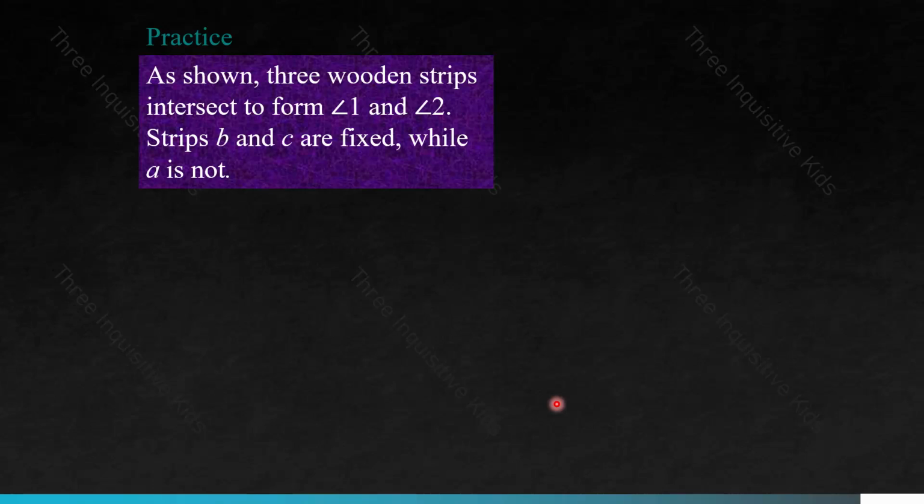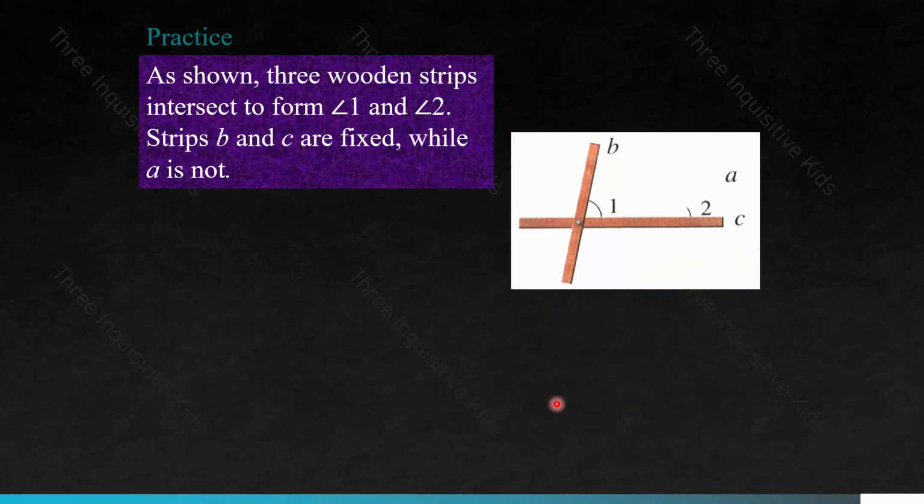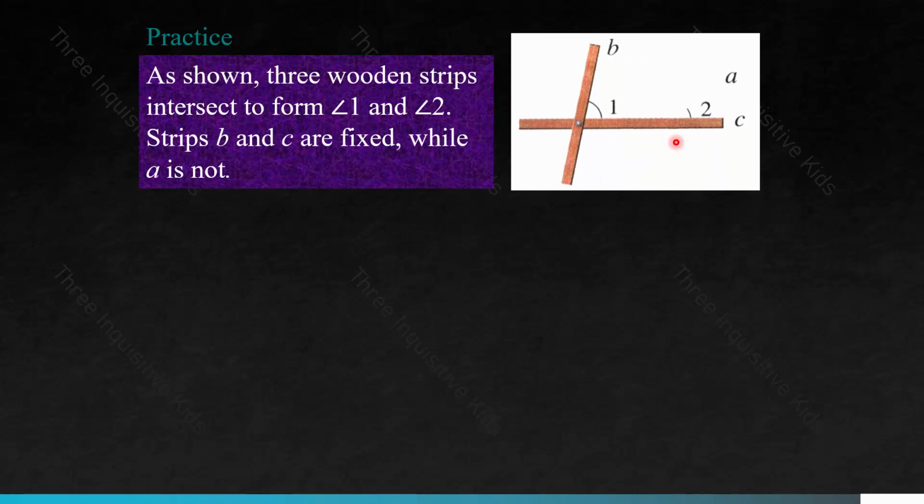As shown, 3 wooden strips intersect to form angles 1 and 2. Strips B and C are fixed, while A is not, which means that B and C are fixed where they are. They cannot move, but A can move. So B and C, and A is right here. And these 3 wooden strips form the two angles 1 and 2.